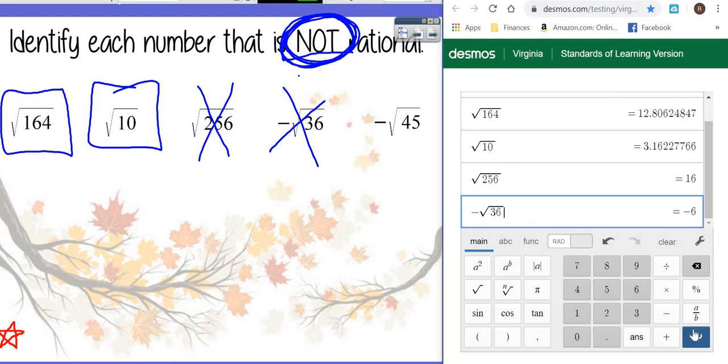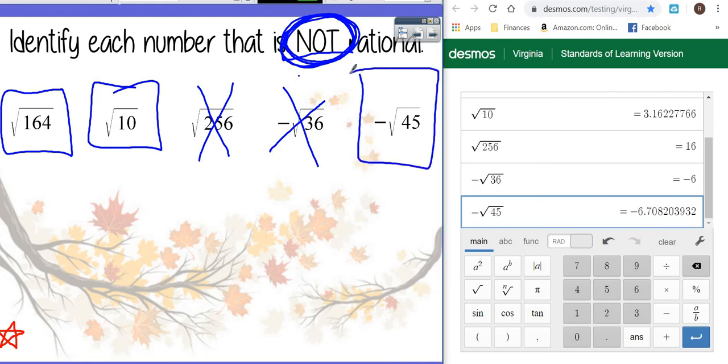Let's go ahead and try the next one, which is negative square root of 45. If you notice, that number is going on forever, no kind of pattern in sight. So that means that that one is also not rational.